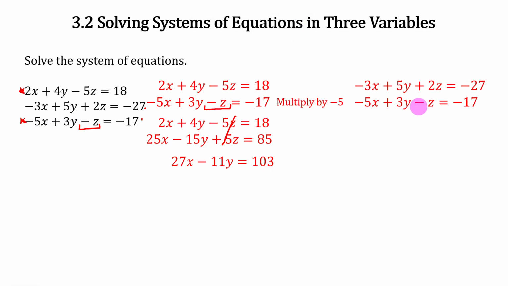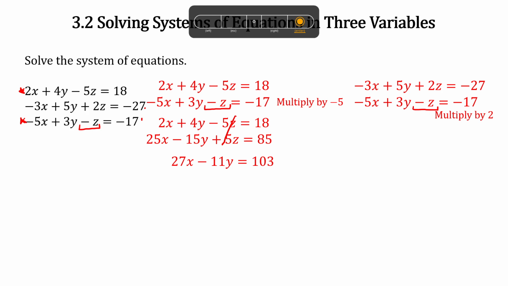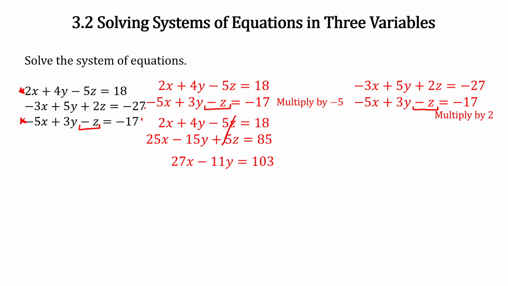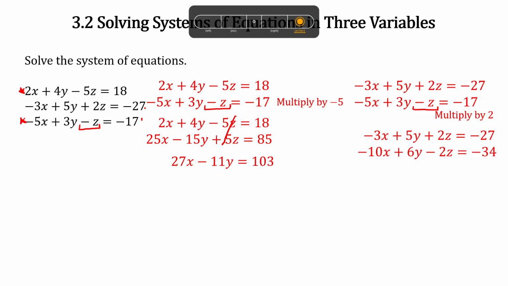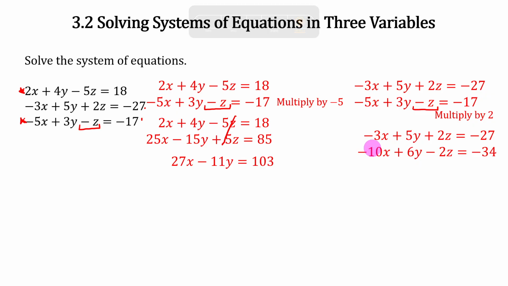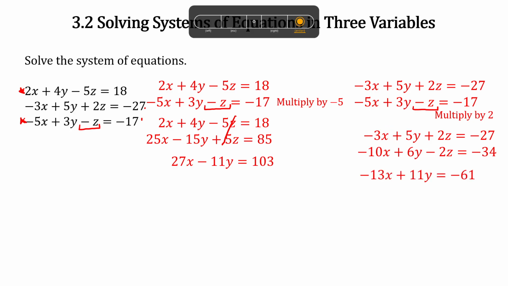And now, in order to get this to cancel out, I'm going to multiply everything by positive 2, because the sign is already what I need it to be. It's already negative. So now I would have negative 13x plus 11y equals negative 61.